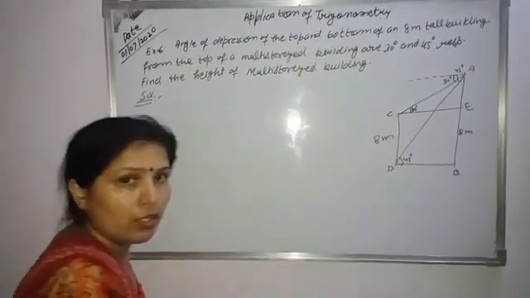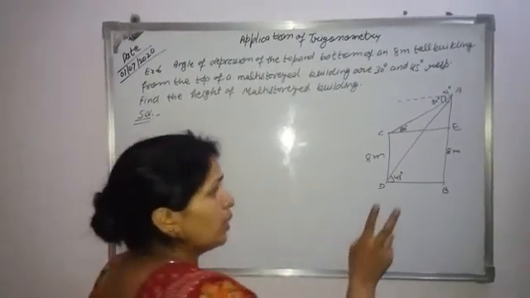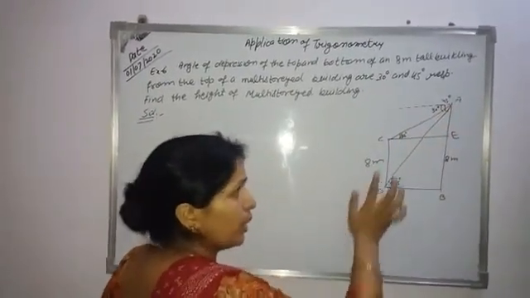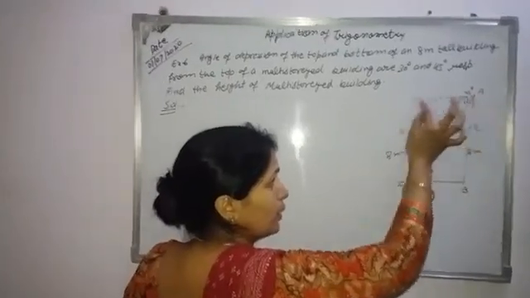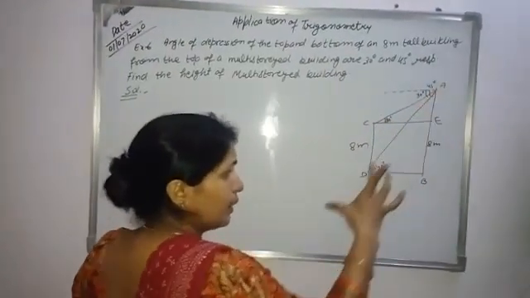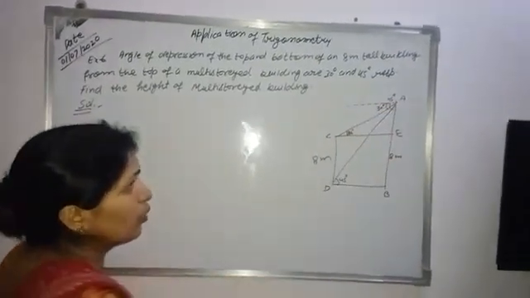And we know that the angle of depression or angle of elevation is always between the horizontal line and the line of sight. So in this case, this is our horizontal line and the line of sight is AC, and in the second case the line of sight is AD. So these two angles are given to us.